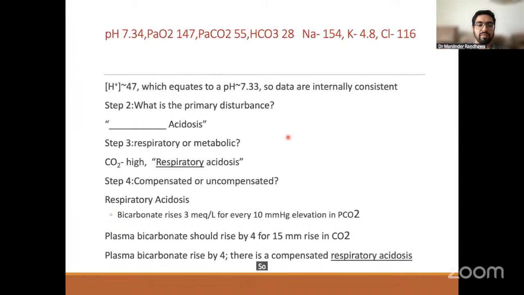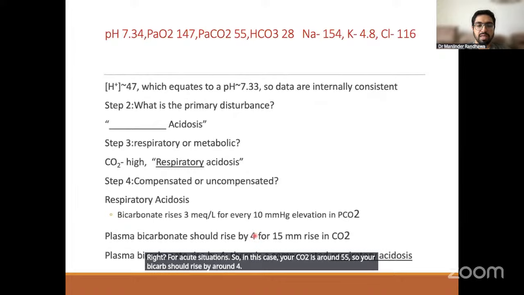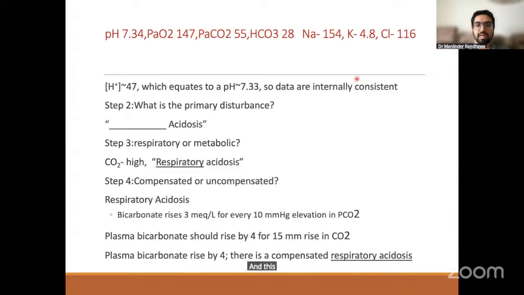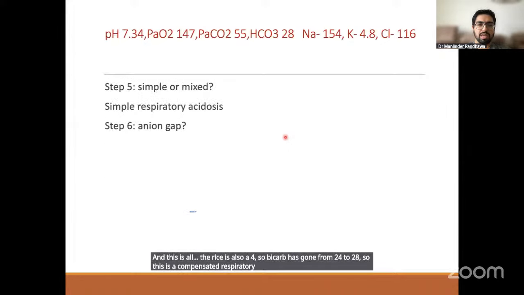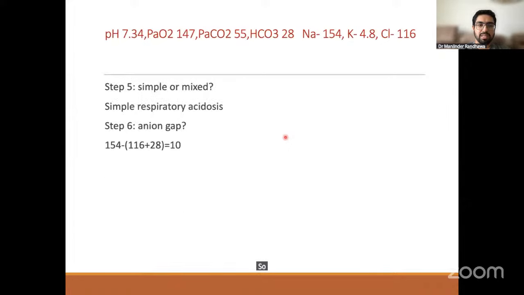So now for every 10 rise in CO2, your bicarb should rise by 1, right? For acute situations. So in this case, your CO2 is around 55, so your bicarb should rise by around 4. And the rise is also of 4. So bicarb has gone from 24 to 28. So this is a compensated respiratory acidosis. Whether this is simple or mixed, because there is adequate compensation, this is a simple respiratory disorder.